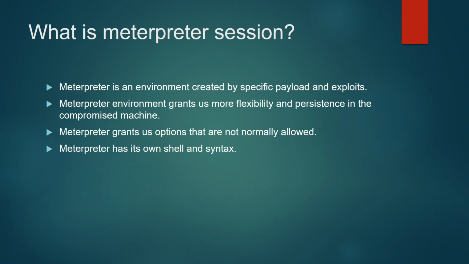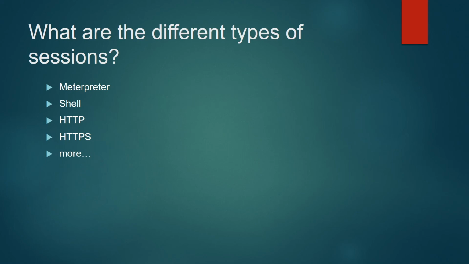So now let's move on to the different types of sessions. As we said before, there are meterpreter, shell, HTTP, HTTPS. These are all modules in Metasploit, and you're going to see that in future videos. For example, we can go for bind reverse shell, TCP reverse shell. All those options have the two types of connectivity, bind and reverse. We have bind and reverse meterpreter, bind and reverse shell, bind and reverse HTTPS, and there are many more. You're going to see them in future videos.